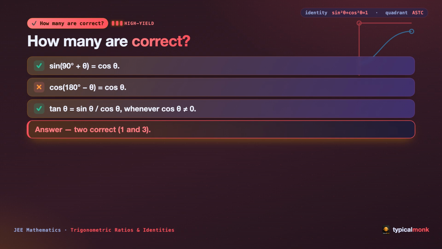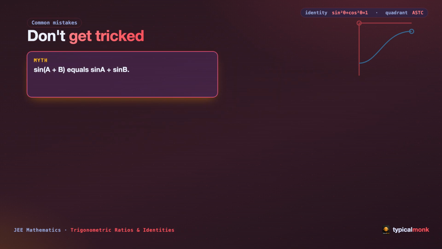Cosine of 180 degrees minus theta actually equals minus cosine theta, not cosine theta, because 180 degrees minus theta sits in a quadrant where cosine turns negative. 2 correct statements, 1 and 3. Now let me save you some marks.